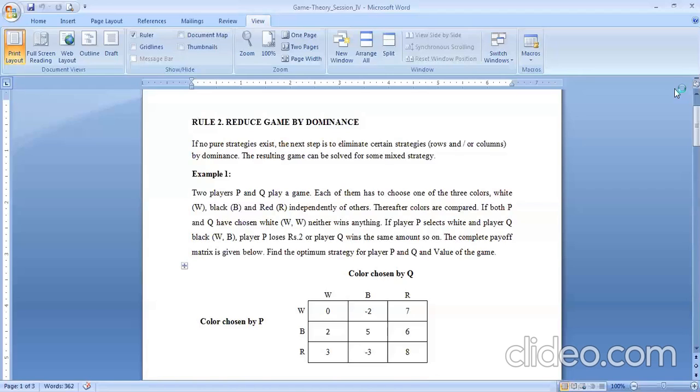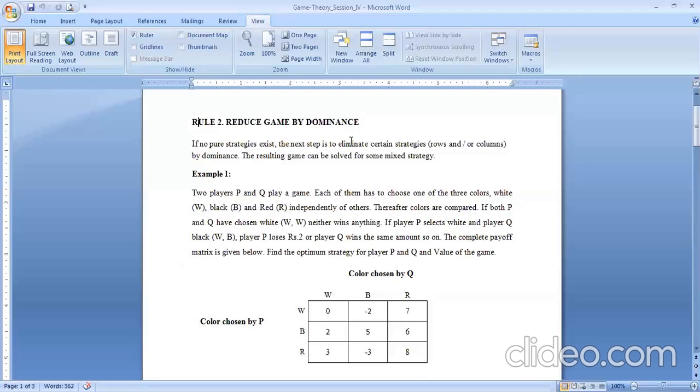Once again I repeat, the superior rows, meaning the rows with the higher values, will be retained when player A wants to play. When player B is playing, the inferior columns are retained because he wants to minimize his loss. In order to understand this dominance rule, let us take one simple problem here.